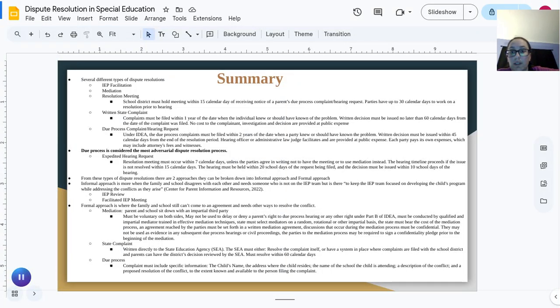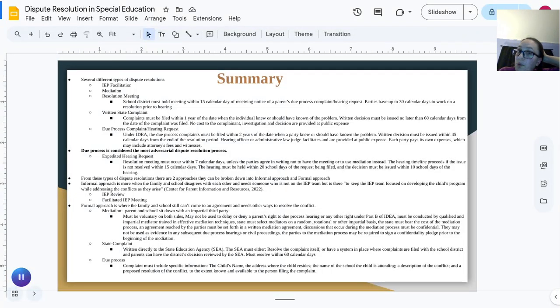We also have the state complaint under formal approach, and this is written directly to the state education agency or the SEA. The SEA must either resolve the complaint itself or have a system in place where complaints are filed with the school district and parents can have the district's decision reviewed by the SEA. This also must be resolved within 60 days.